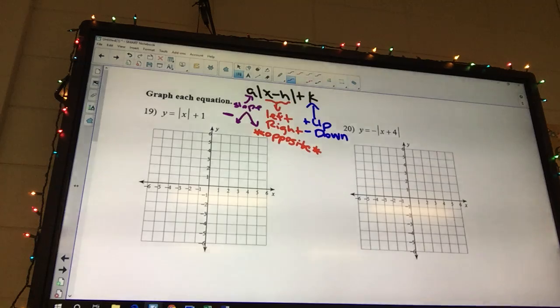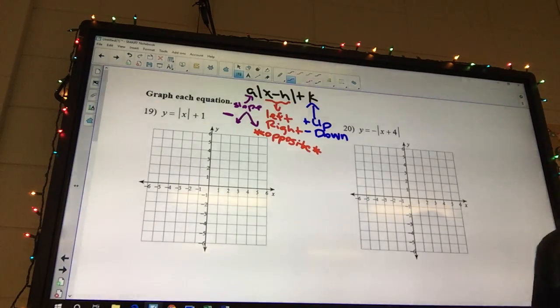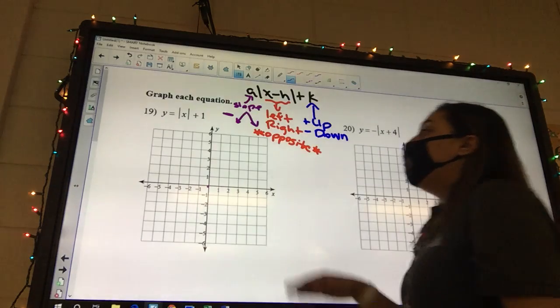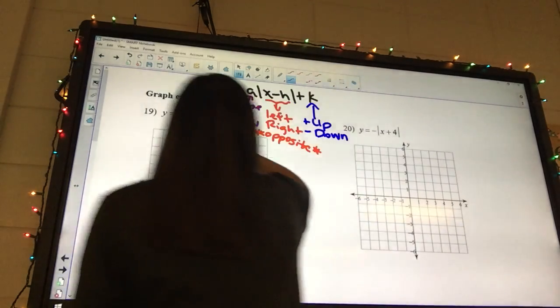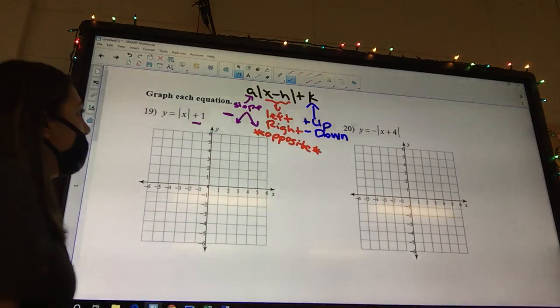So if we look at 19, okay, where do these all start? Where does the graph start? We always start at what? 0. We always start here at 0. Okay, that +1 is on the outside of those bars. So what does the +1 on the outside do? It goes up, okay? It says +1. If it's a plus, we go up that amount. So we're going to go up 1.